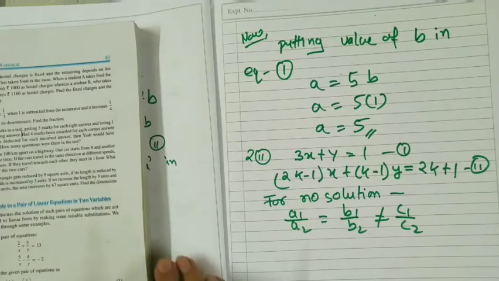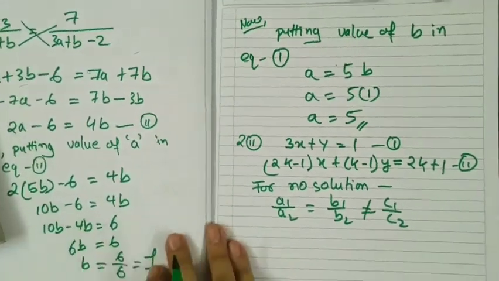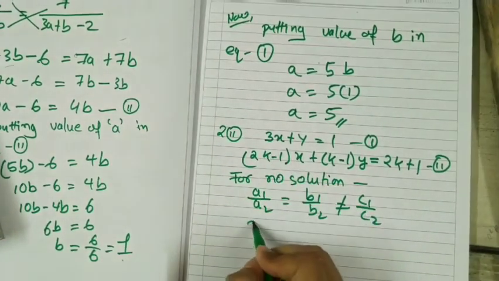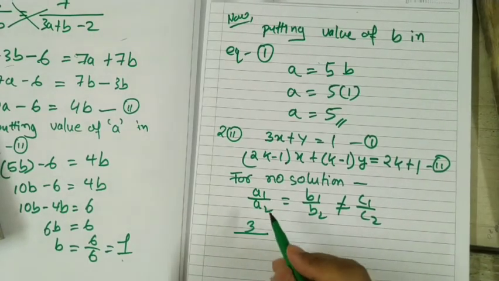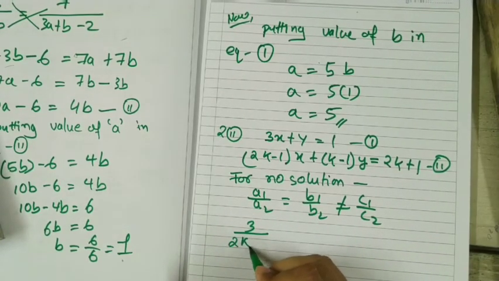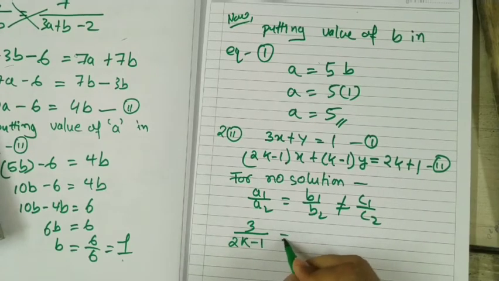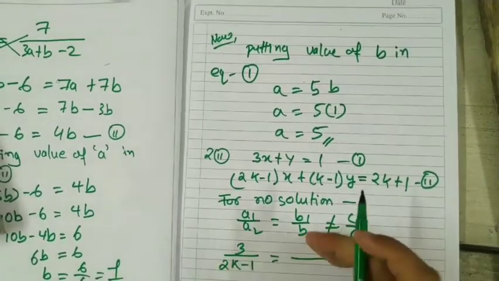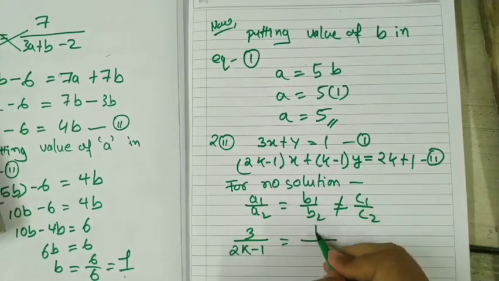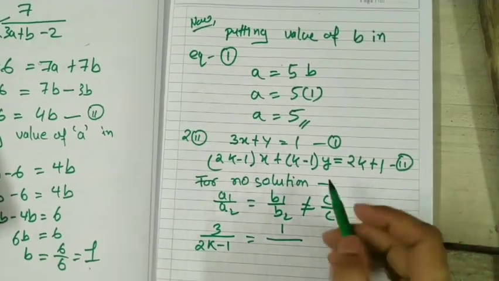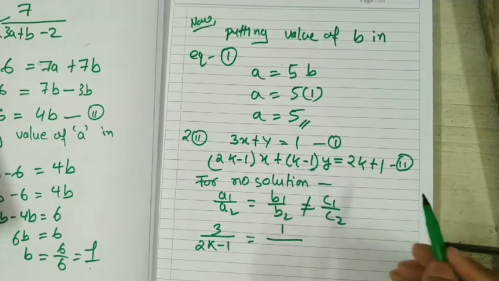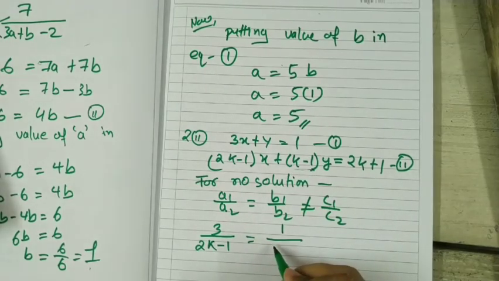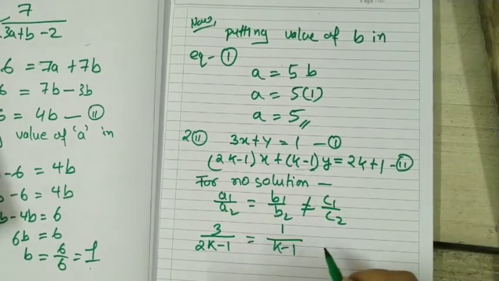Now what we have to do? As in question number 1, we have to put the values of a1, a2, b1, b2 and c1, c2. Here the value of a1 is 3, that is the coefficient of x from equation number 1. And the value of a2, the coefficient of x from equation number 2, is 2k minus 1. The value of b1 is the coefficient of y from equation number 1, that is 1. And the value of b2 is the coefficient of y from equation number 2, that is k minus 1.